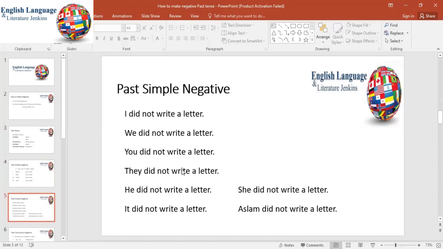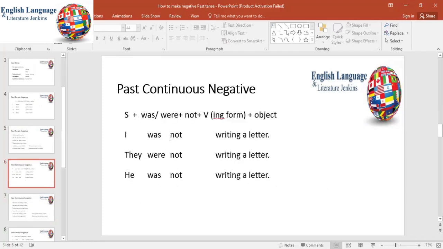I did not write a letter. We did not write a letter. You did not write a letter. They did not write a letter. He did not write a letter. She did not write a letter. It did not write a letter. Aslam did not write a letter. With all subjects, we use did not to make past simple negative.